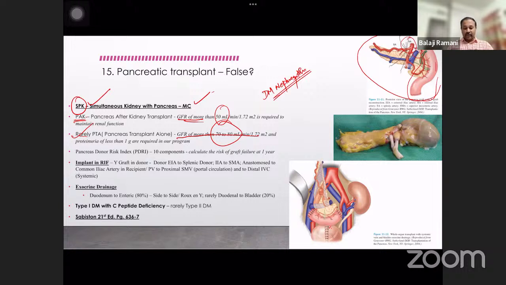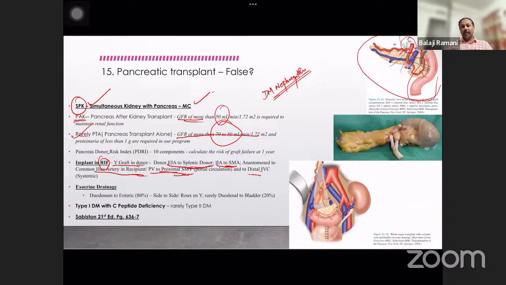So the risk of graft failure is calculated. Implantation can be done in the right iliac fossa. A Y graft will be used in the donor. So this is the sequence: the donor's external iliac to the splenic, internal iliac to the SMA, then anastomose to the common iliac in the recipient. So the common iliac artery in the recipient is where it will be used for the anastomosis, and the portal vein will be done to the superior mesenteric vein to the portal circulation and to the distal IVC. So this is the way.